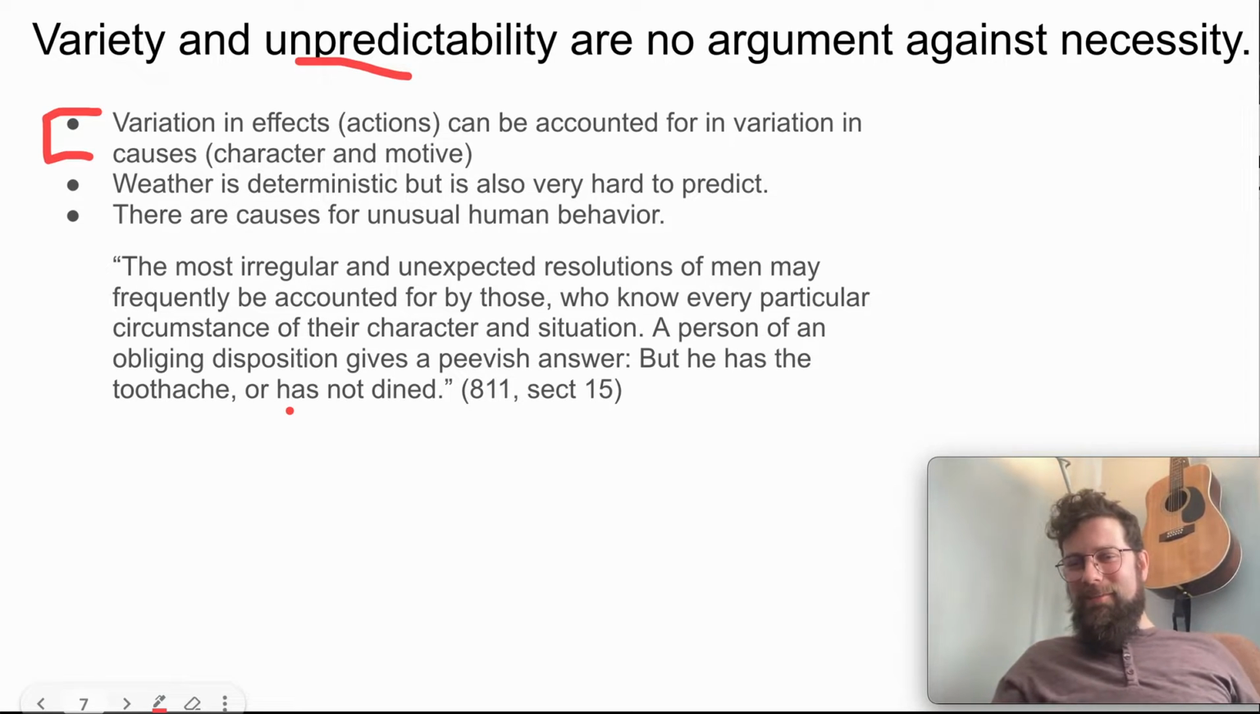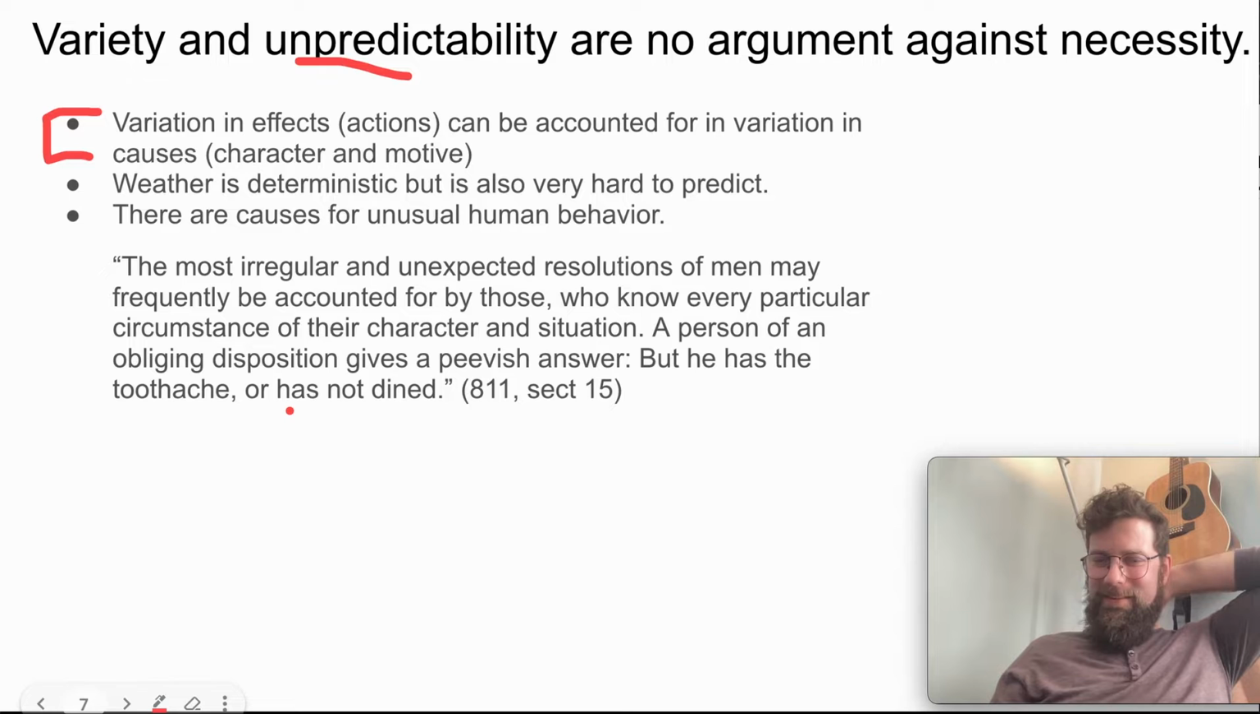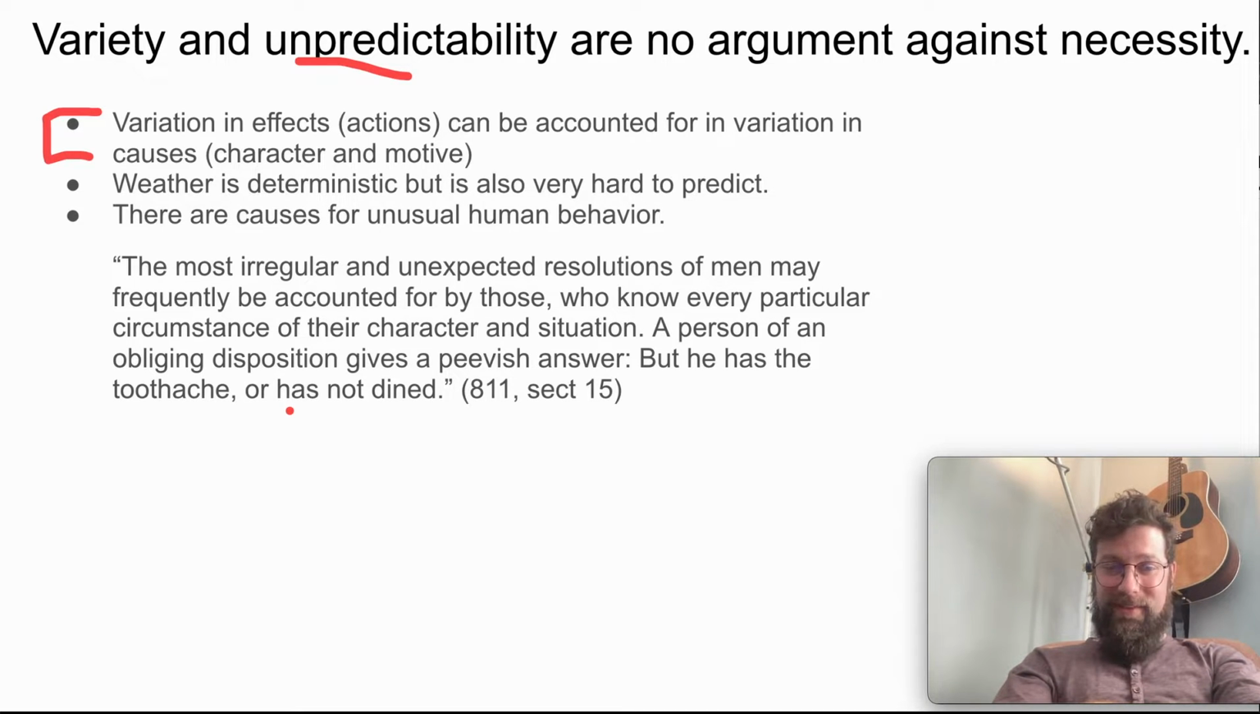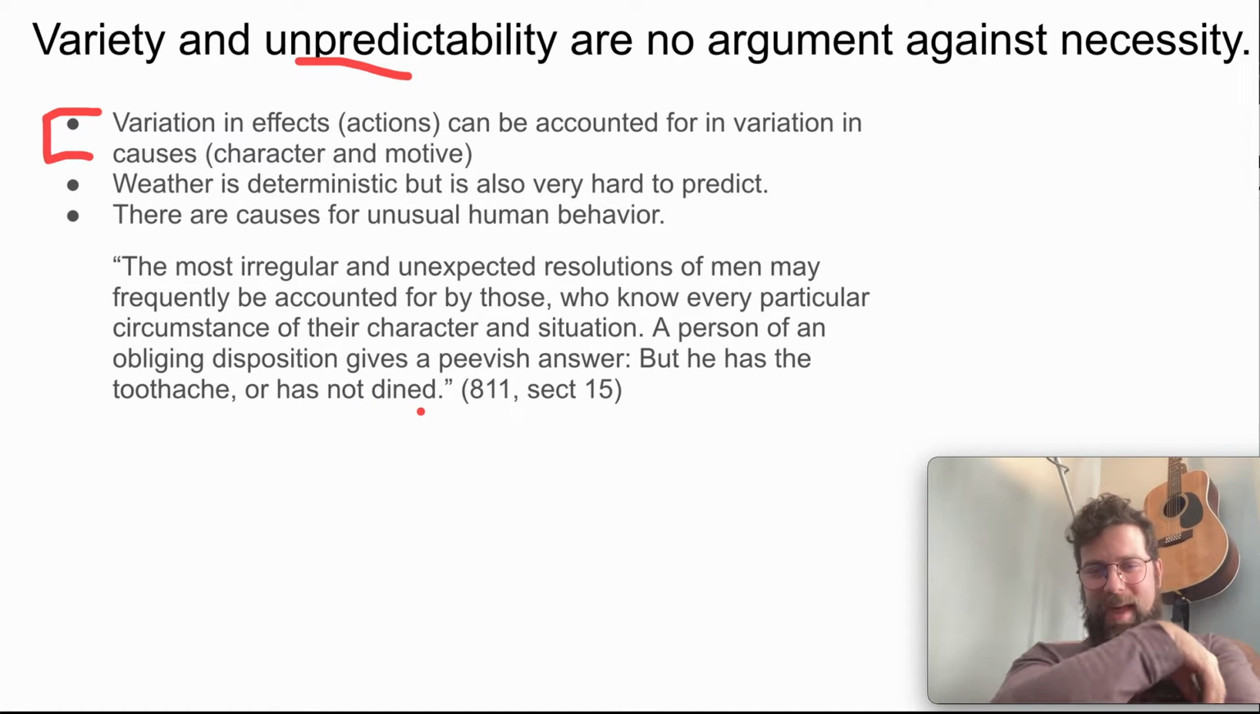What I find very funny here is that in contemporary 21st century parlance, people will often talk about being hangry, that is, being a little short of temper because you have not eaten. Well, Hume basically noticed this phenomenon back in the 1700s, that a person could explicably be giving a peevish answer because they haven't eaten recently.